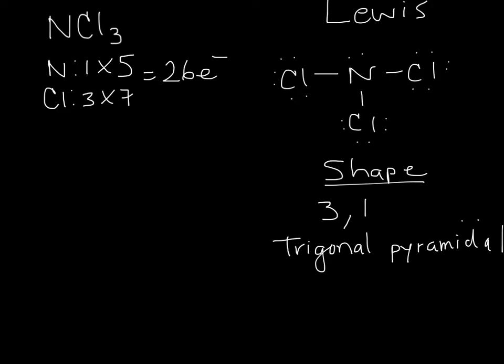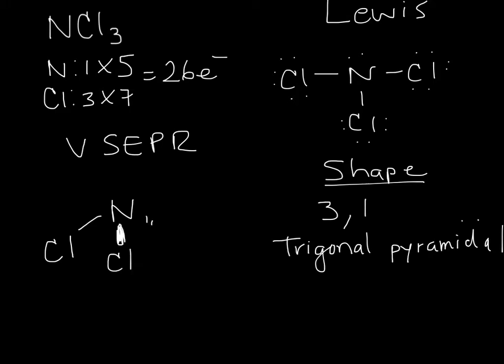Now we can draw our VSEPR diagram. First, we start with nitrogen in the middle, with the bond with chlorine. We draw our wedge to show the front of the molecule, and we draw our dashes to show the back of the molecule. And now we can fill out the electrons.